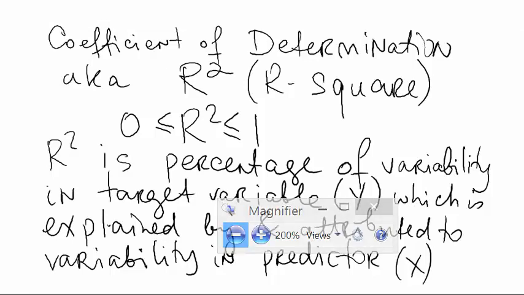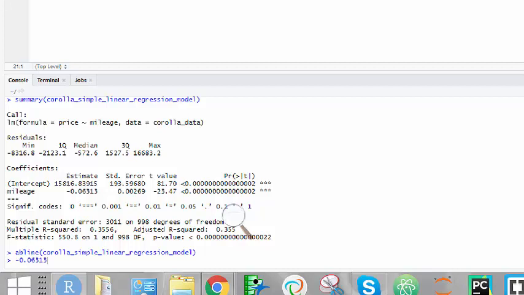Okay, so where do we find R squared? Well, let's go back to the output. Do you see closer to the bottom, there is a line that says multiple R squared equals 0.355 something, right? 0.3556. That is my R squared. So how do I interpret R squared specific to this problem about car prices? Here's my interpretation. About 35.5% of changes, variability, changes in car prices are explained by and attributed to changes in car mileages.